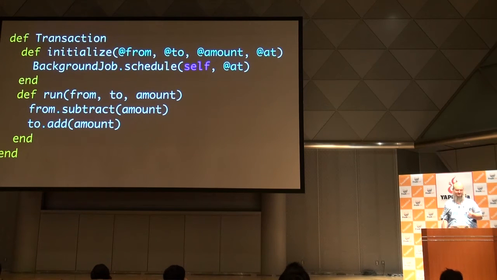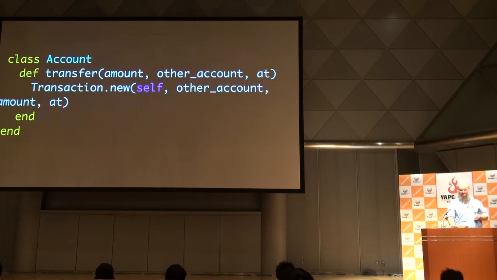its own class, for example, then we have created an initializer and a run. So this initializer will schedule itself. The run will run the same code as before, but when something else happens. And now an account, rather than have to understand how background jobs work, can simply create a new transaction object and return what it would do if it were to transfer.